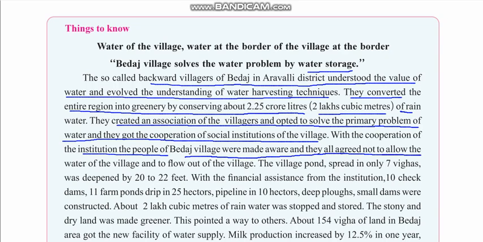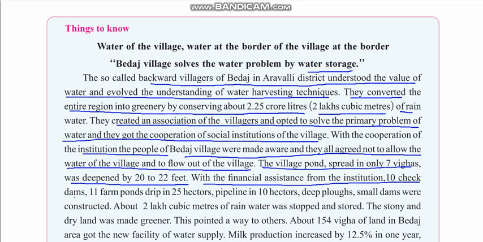With the cooperation of the institutions, the people of Budage village were made aware, and they all agreed not to allow the water of the village to flow out of the village. So the water which was coming through the rain into the village should not go out, and instead of letting it out, they started collecting it. The village pond, spread over only 7 vigas, was deepened by 12 to 25 feet. With financial assistance from the institution, 10 check dams, 11 farm ponds, drip irrigation in 25 hectares, pipelines in 10 hectares, deep ploughs, and small dams were constructed.